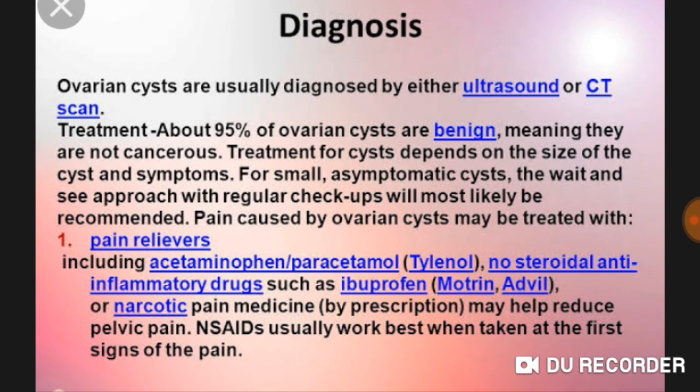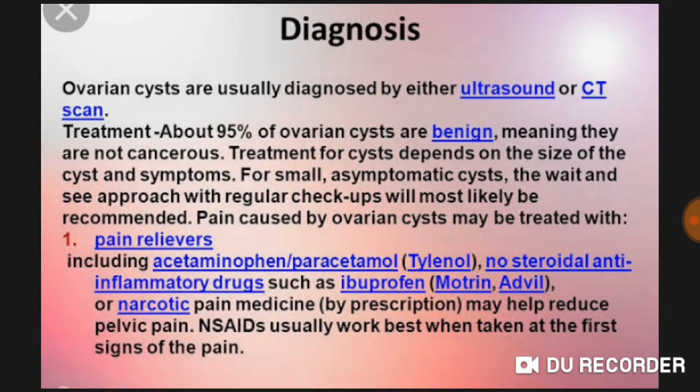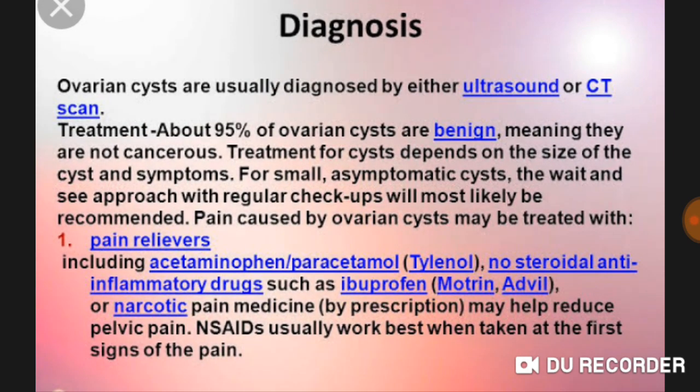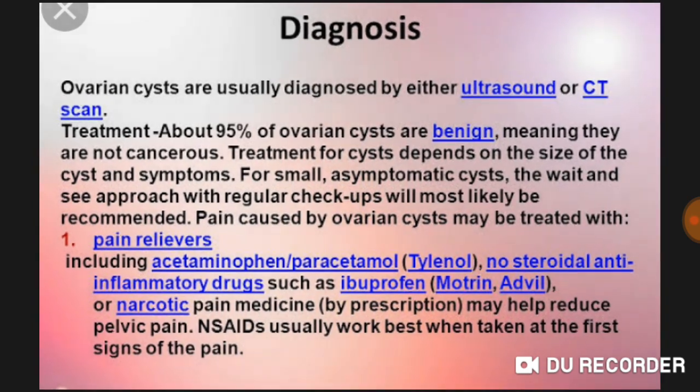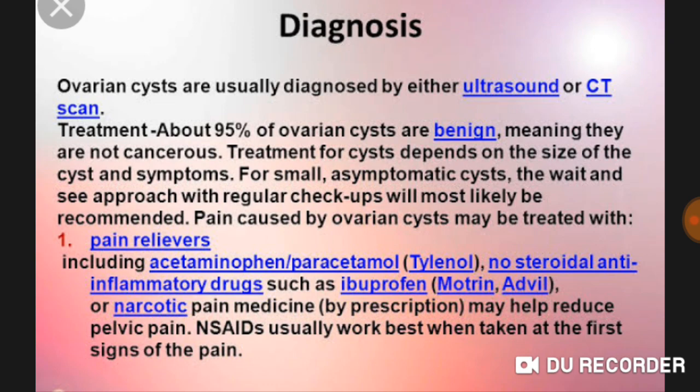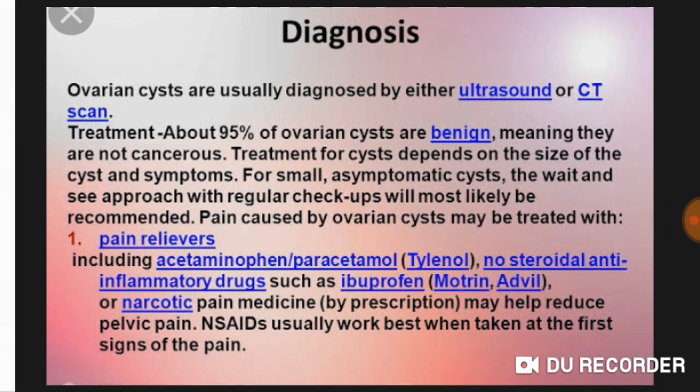Treatment: about 95% of ovarian cysts are benign. In young females these are mostly benign, meaning they are not cancerous. Benign means no cancer. Treatment of a cyst depends on the size of the cyst and symptoms. For a small asymptomatic cyst, wait and watch. A watchful approach with regular checkups is most likely recommended.